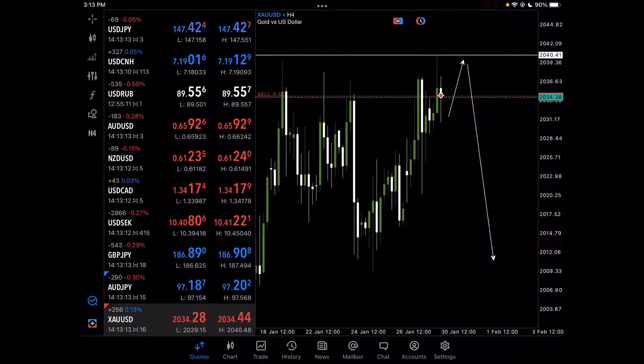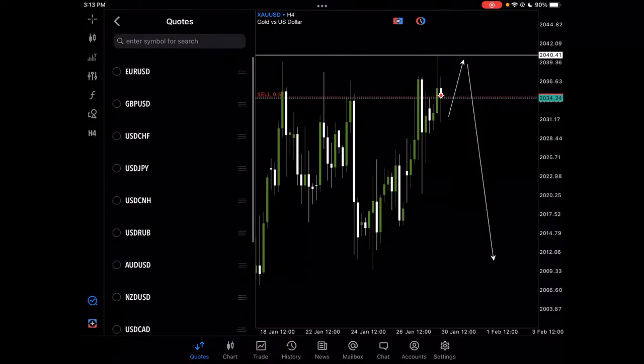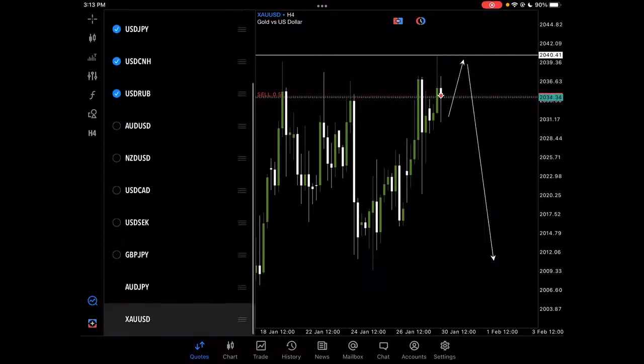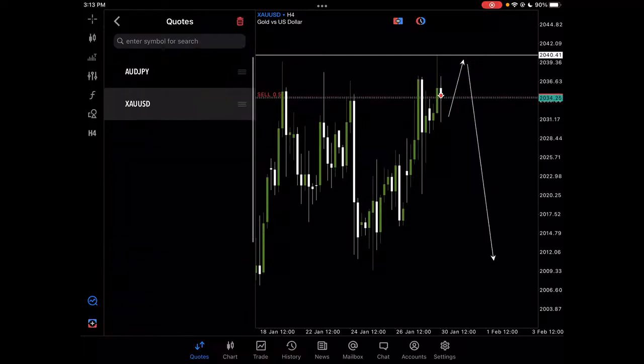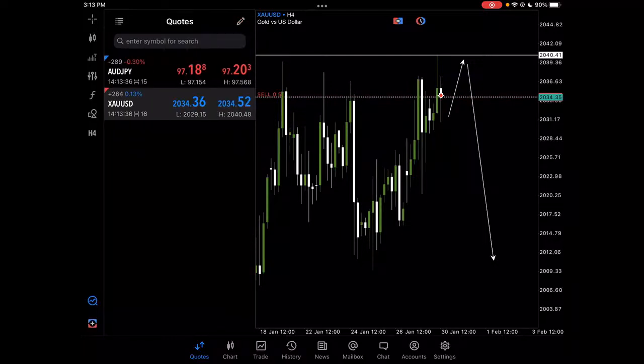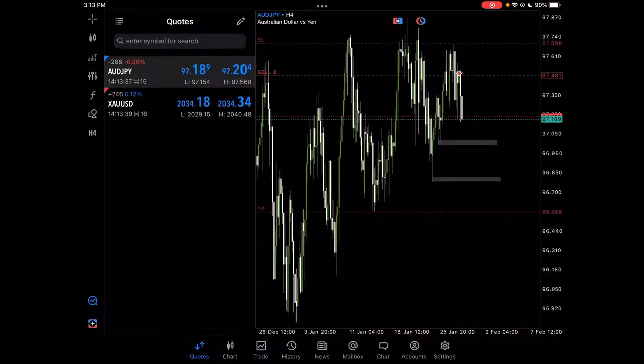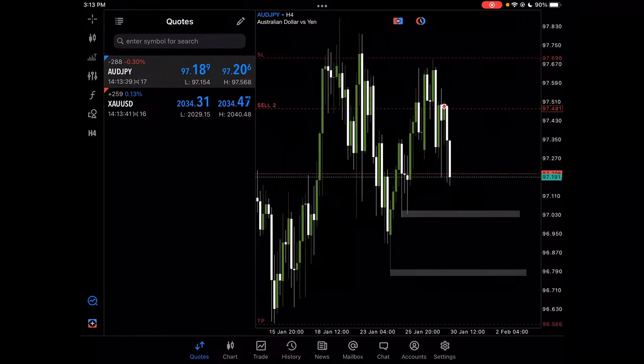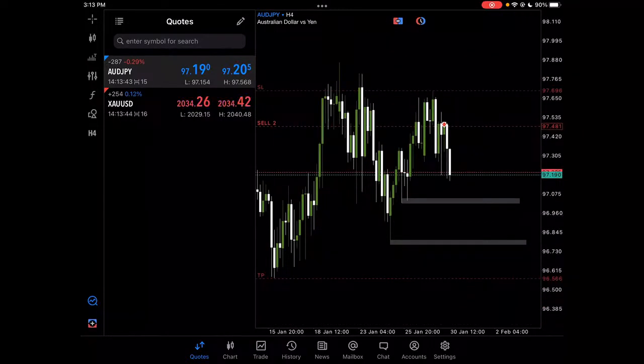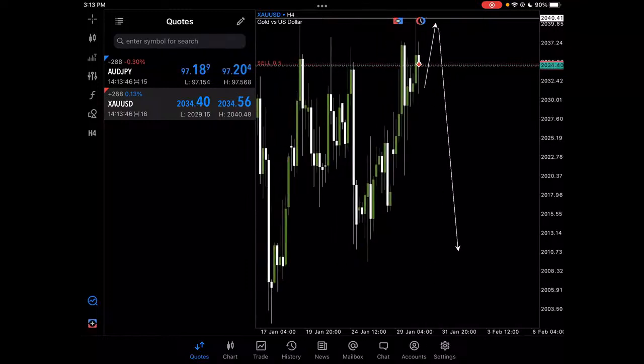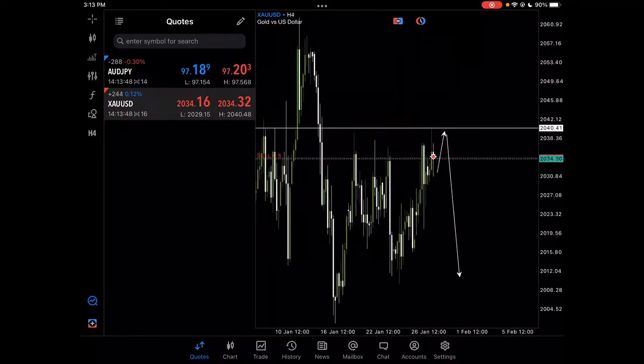Okay, so let's do this. First things first. Which other currency pair? Let me first delete all these. Yesterday we sold the dollar against the Japanese yen. We're also looking at the Australian dollar against the Japanese yen. Then, as soon as these other currencies start going up, we should also wait for gold to be dropping.